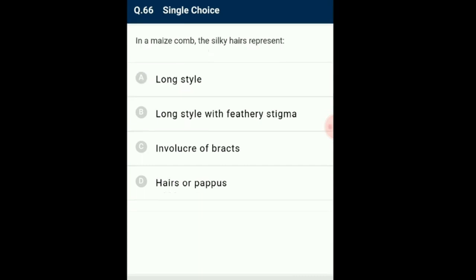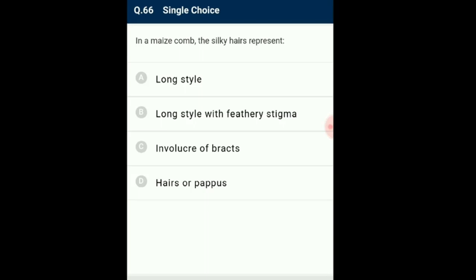Question number 66. In a maize cob, the silky hairs represent. Maize is a monocot plant from the angiosperm division. Maize uses wind as an agent for the pollination process. It does not need an elaborate flower with colorful petals and nectar. Also, the maize plant produces unisexual flowers, that is, male and female flowers are separate.